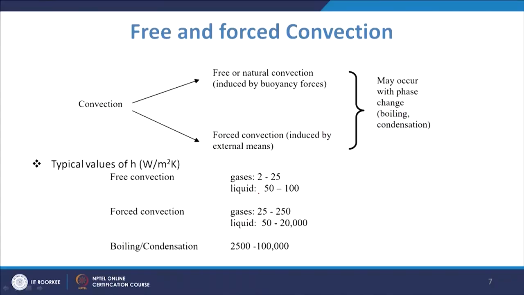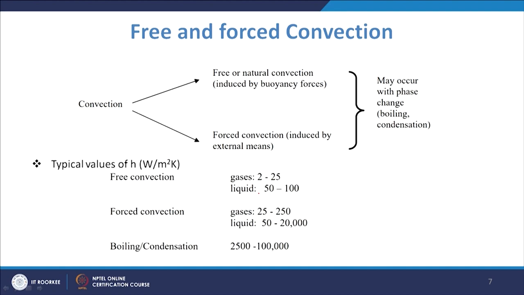That happens also in the case of the tundish, where it has been seen that when you have a temperature difference in the tundish of significant, larger magnitude, a convection loop is formed, and that affects the velocity profile in the tundish also. That is because of the buoyancy forces that are induced. Free or forced convection may occur with phase change, boiling, or condensation processes.